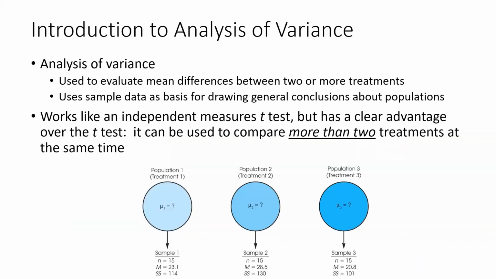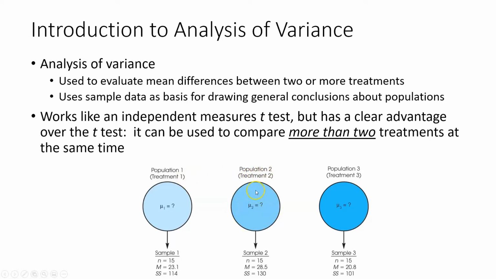So here's an introduction to the analysis of variance, the ANOVA. The analysis of variance is used to evaluate mean differences between two or more treatments. It uses sample data as a basis for drawing general conclusions about populations. So you can imagine here that we have a population with an unknown mean, from which we draw a sample and we give it treatment 1. We compute its mean, and we want to ask the question, is this population of all the people who've ever received this treatment or ever could receive this treatment different from population 2 who received treatment 2?